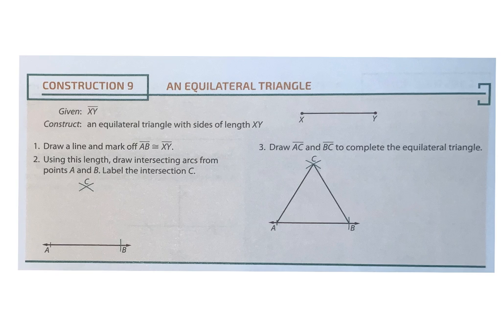For an equilateral triangle with a given side length, they will give you a line segment, okay? They will give you a line segment. And they want an equilateral triangle. So this is a term we should know. What is an equilateral triangle? All sides are the same. So all the sides should be this long.